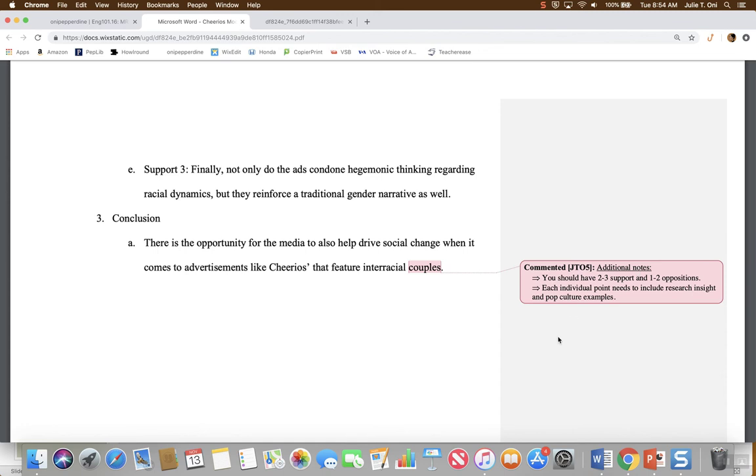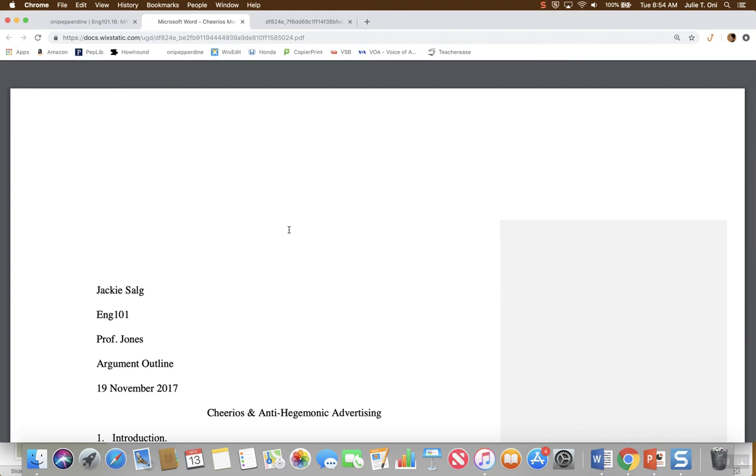So final notes here, you should have 2 to 3 supports, 1 to 2 oppositions. Each individual point needs to include research insight and pop culture examples. So this is very important. Obviously, this second point is more just about moving ahead to the essay, but just keep in mind, whatever your points are, you should be able to back them up with research support, and you should be able to include examples as well. So keep that in mind as you're deciding what to focus on for the outline.